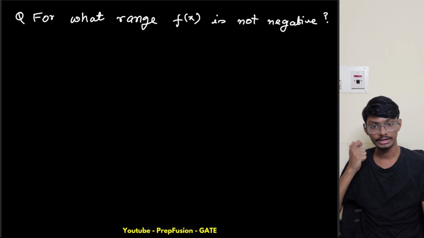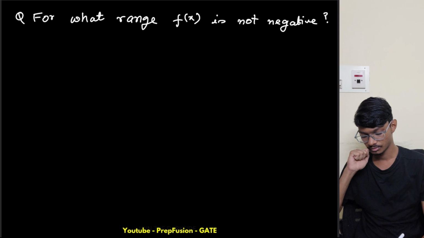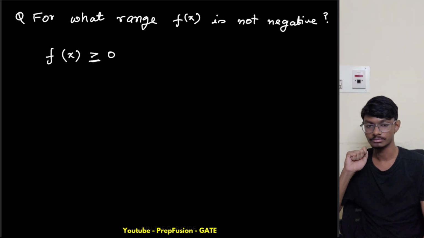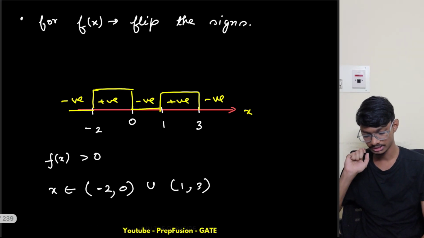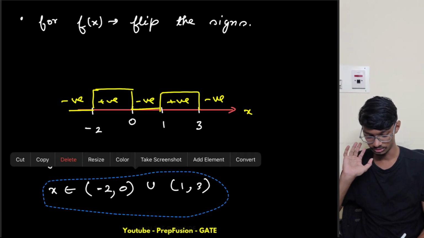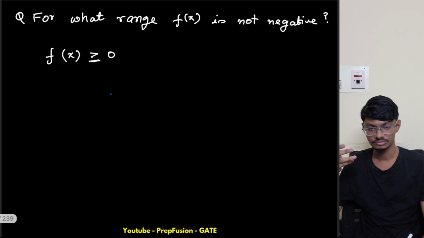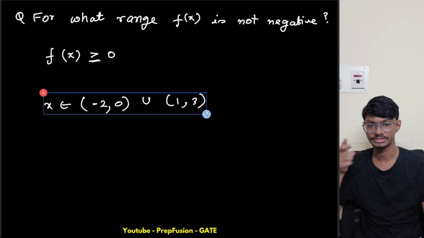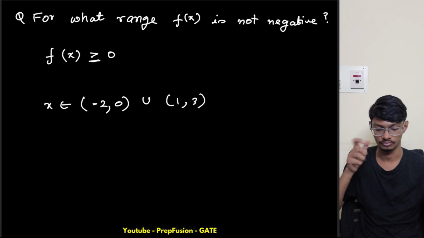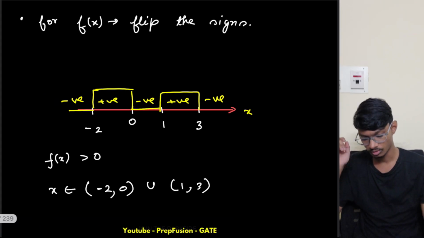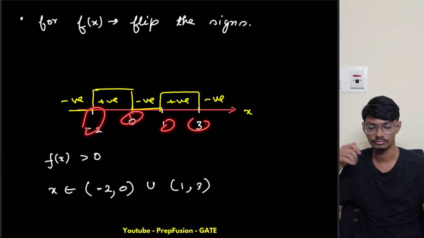So it is not negative. What does that mean? That means f of x should be greater than or equal to 0. This time the equals to sign also comes, so this will be slightly changed, right? The positive range will remain, but there is one extra thing we need to check: when is the function 0 also? So at the corner points, we have to check whether the function is 0 or not.